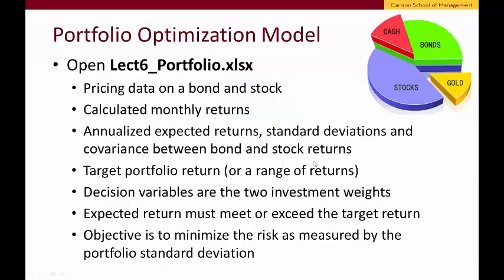So in switching back to the presentation, the next step is to calculate the annualized expected returns and standard deviations, which are our measure of risk for each bond and stock. Okay, so for each, as well as for the expected returns, right? As well as the covariance between the two. Okay, which is a key piece here.